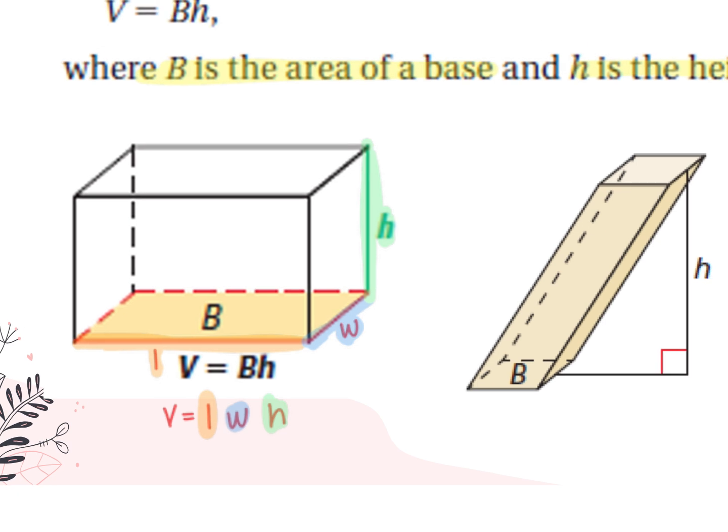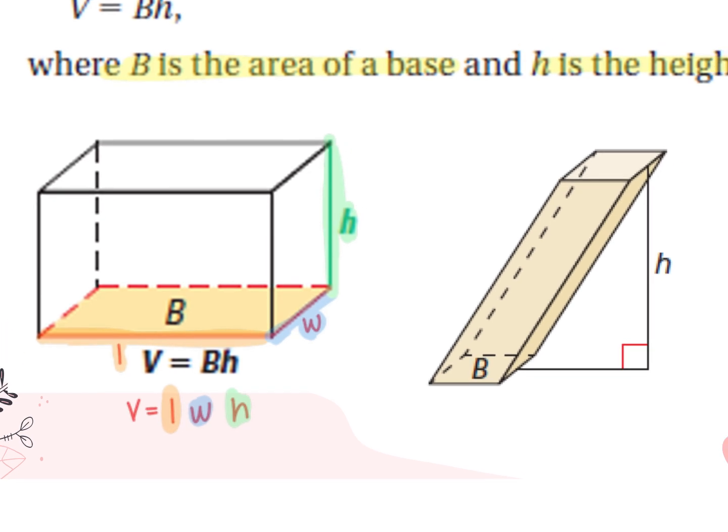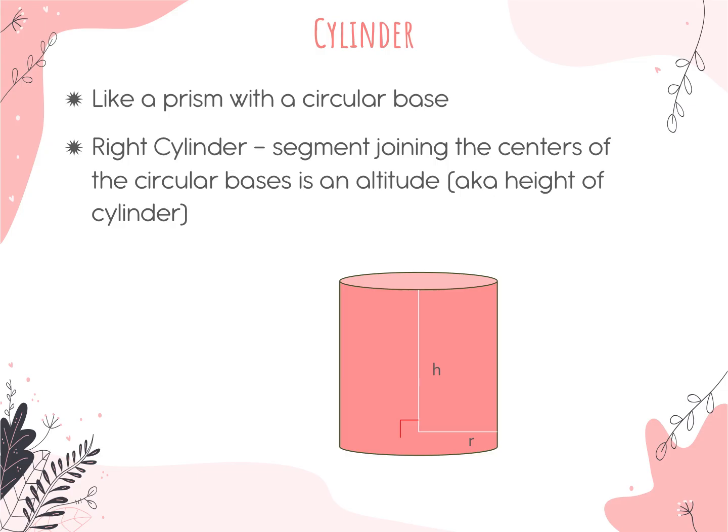Keep in mind your height has to be that perpendicular line. So if they're giving you something that's slanted like this, a diagonal shape, it has to be the height at a 90-degree angle. It has to be a perpendicular height. You cannot just take the height of this slanted line. It has to be a 90-degree angle for your height. Do not forget that.